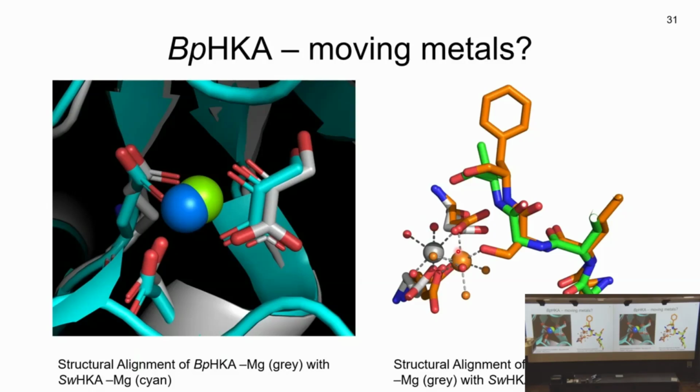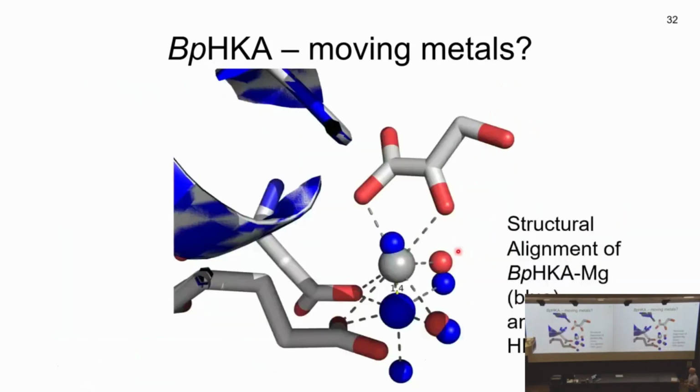What about this BPHKA then in the presence and absence of hydroxypyruvate? And here you can see that the protein structure doesn't change at all. So this is exactly on top of each other. This is without the hydroxypyruvate. This is with the hydroxypyruvate. So we see a shift of the metal by 1.4 angstroms due to the coordination of this divalent ligand.